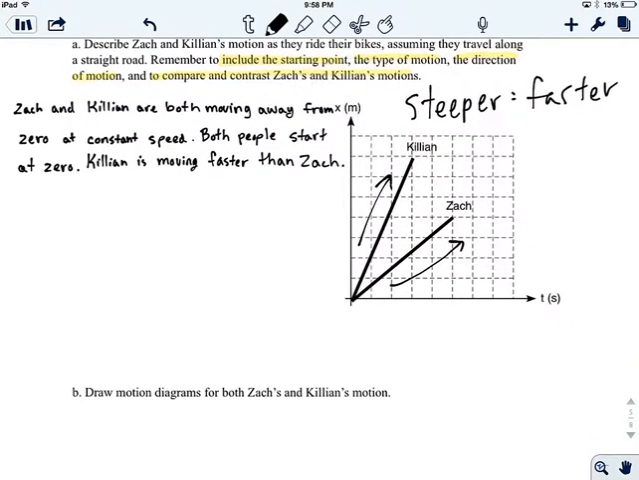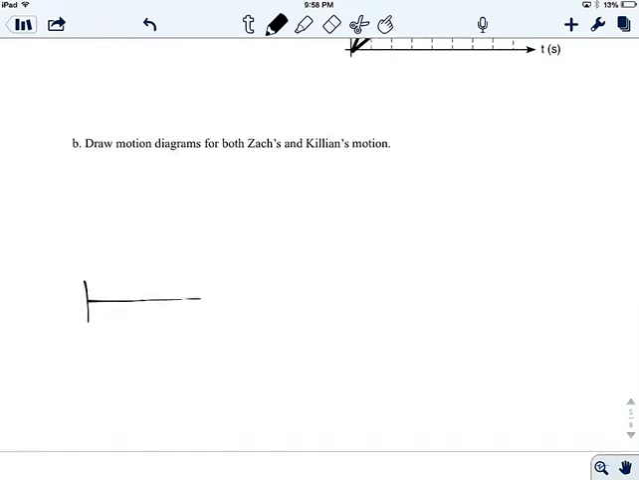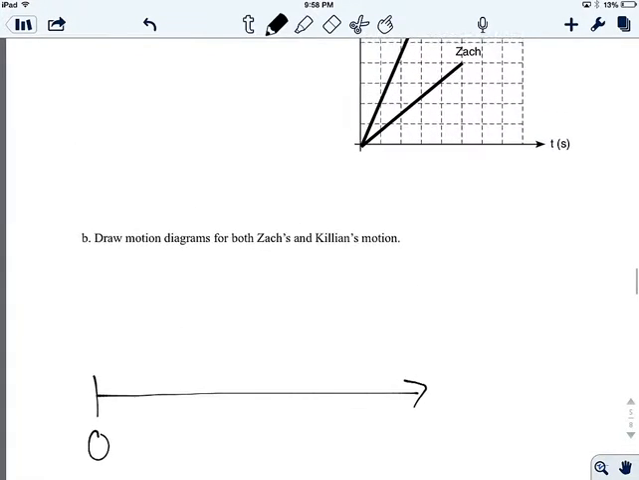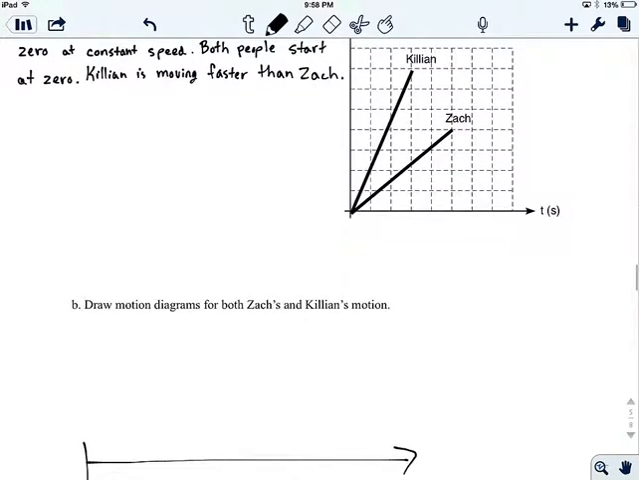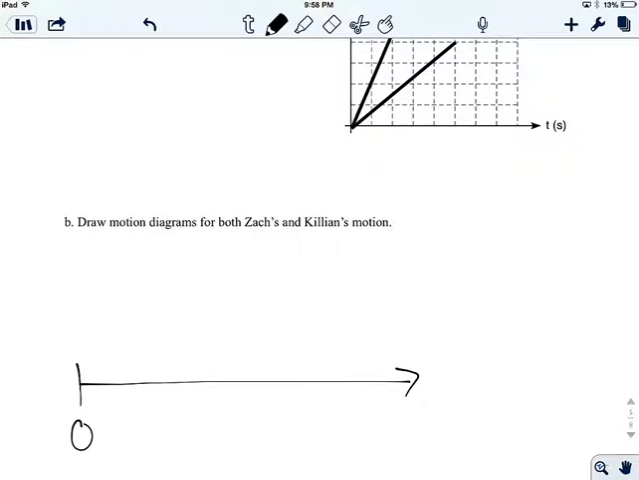All right, now it wants motion diagrams. Okay, so remember, let's start off with what every good motion diagram needs. It needs an axis. The axis has an arrow at one end, and it's got a zero at the other end. Now let's talk about Zach and Killian. I know that they're both moving away from zero. So the important first thing I know is that their arrows are both going to go that direction. I'm not going to have any going back that direction, so let's erase all that.